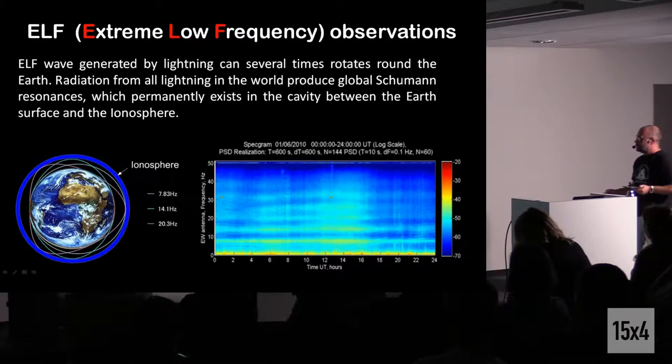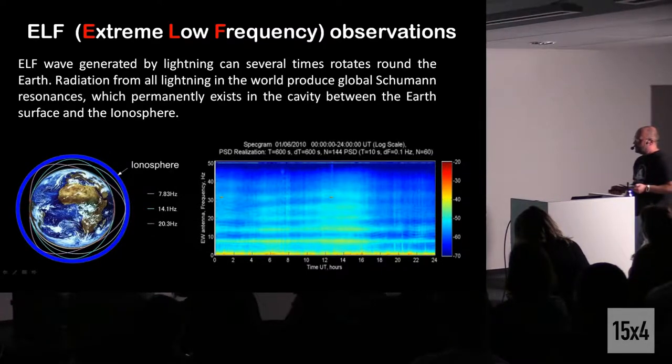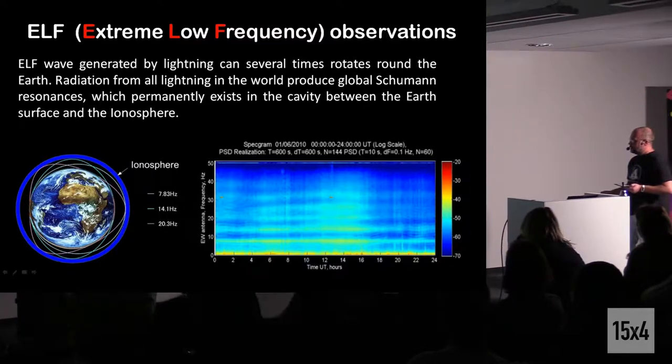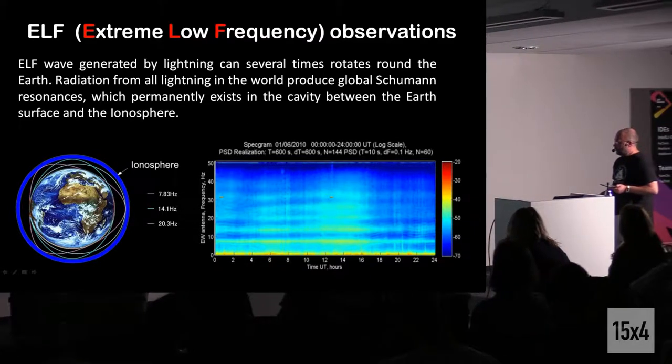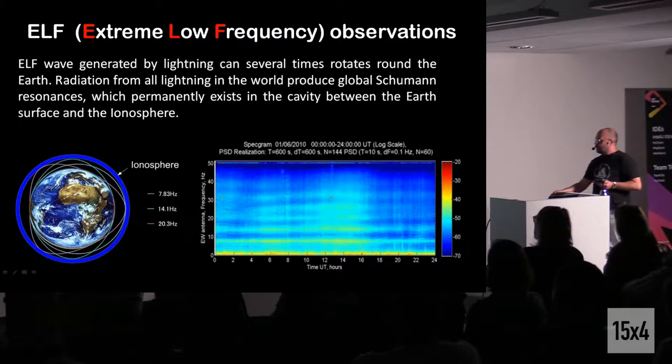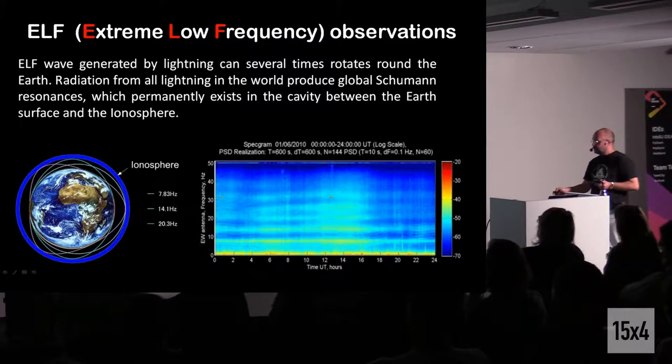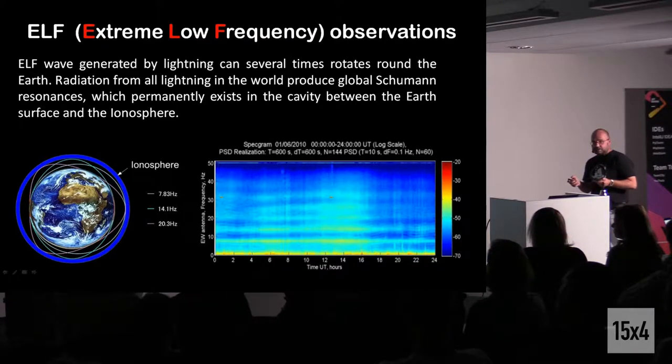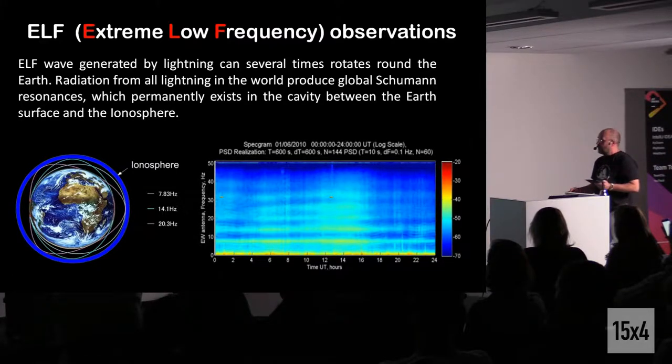For example, this is a picture which we detected in Antarctica at the Ukrainian Antarctic Station. This is a daily spectrogram. This is time from 0 to 24 hours, 1 day. And this is frequency from 0 to 50 hertz. You can see the first, second, third, and so on, Schumann maxima. And you can see that the intensity of the maxima changes through the day. And it's possible to use a mathematical model to calculate the changes of lightning in the three lightning centers. So it's possible, in principle, using one observation point, to observe all lightning around the world.